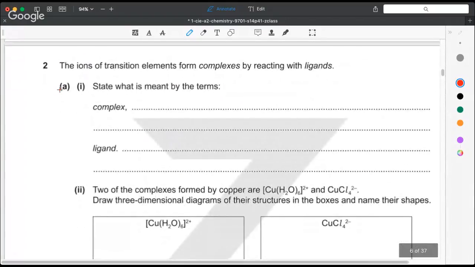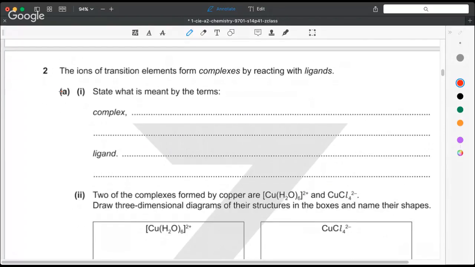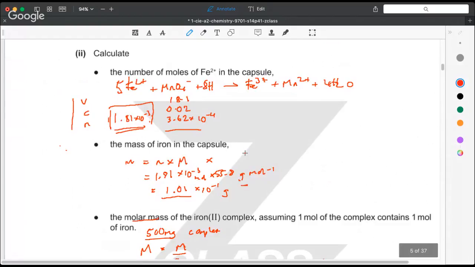Okay, so this is the kind of question we're going to skip. You could look up the meaning of complex and the meaning of ligand in your textbooks. I think that'll kind of come out as we go through this question.